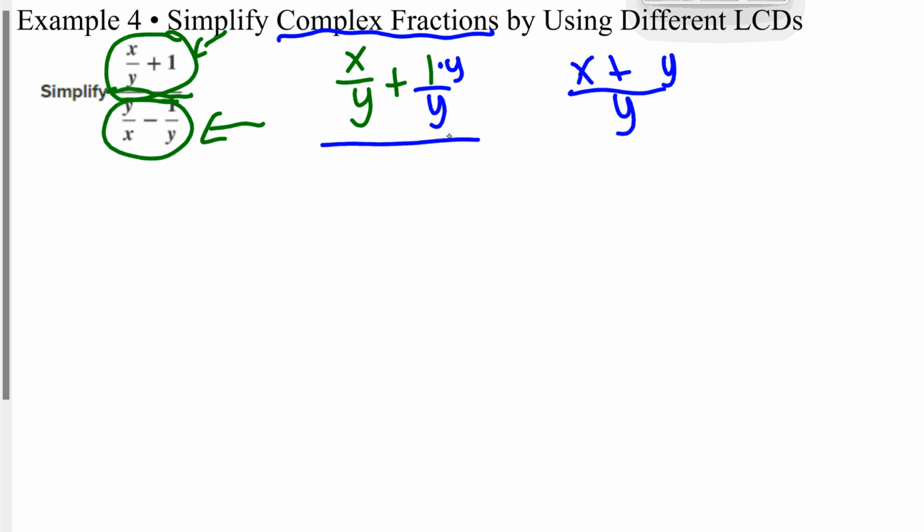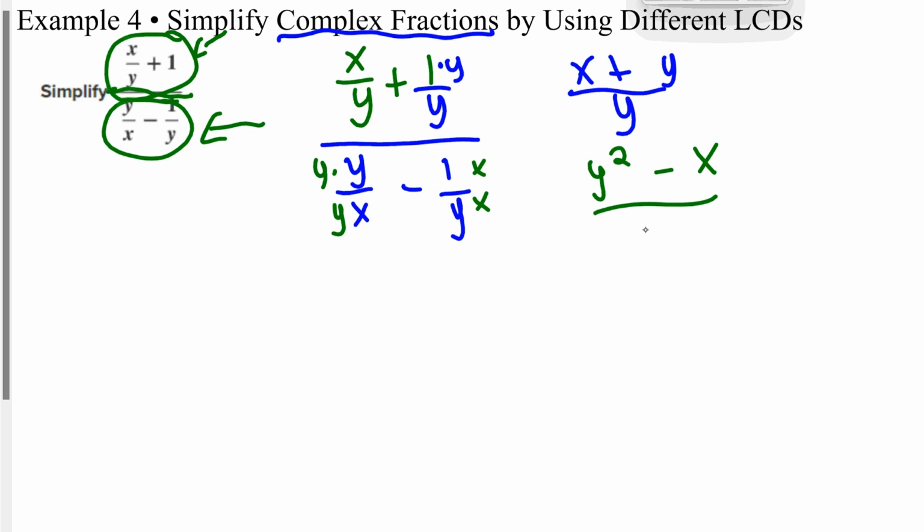Then in the denominator, I have a y over x, so that denominator has an x, and 1 over y, and that denominator has a y, so that means common denominators. This would need an x, so that means I have to do the top as well, and this denominator on the left needs a y, so I have to multiply that on top as well. So then I get a y squared minus x over this common denominator, yx, and those are being divided.